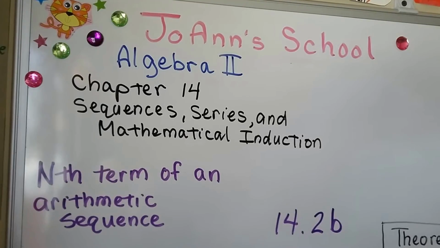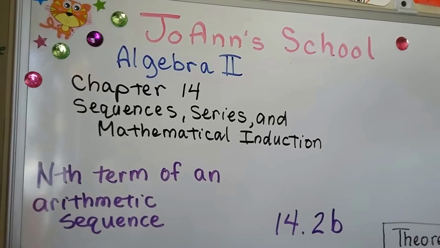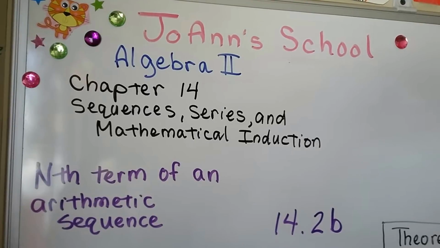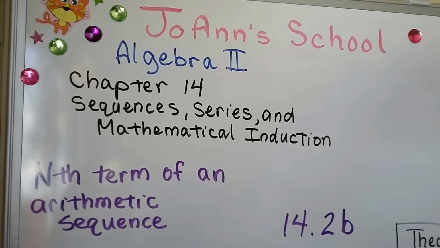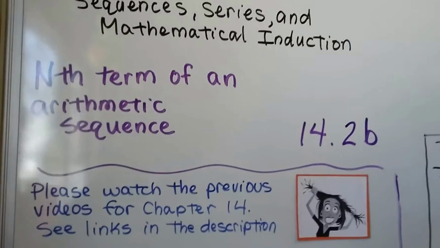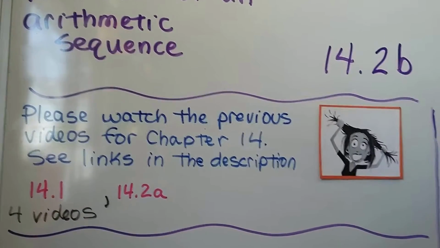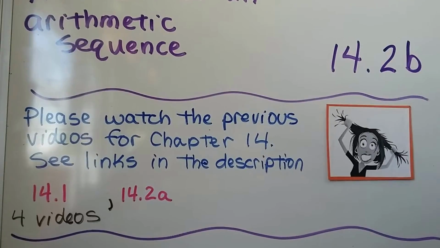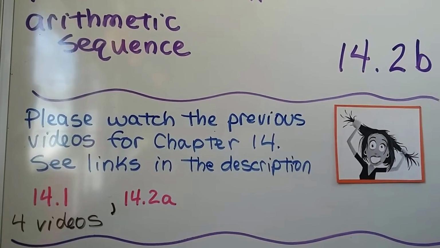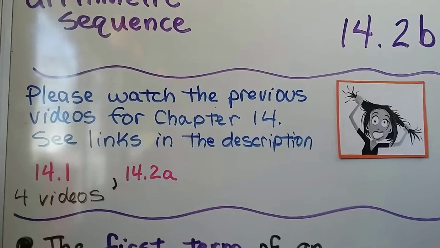We're now at part 2 of lesson 14.2, and this is the video B. This is the nth term of an arithmetic sequence. If you haven't seen the previous videos for chapter 14, you could become lost or confused. I have 4 of them for lesson 14.1, and we have 14.2a. They're linked in the description.